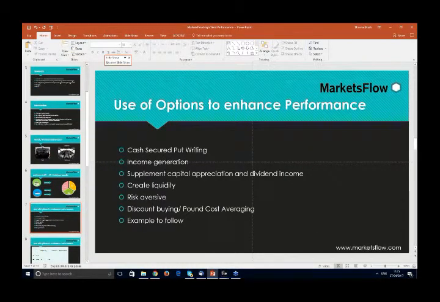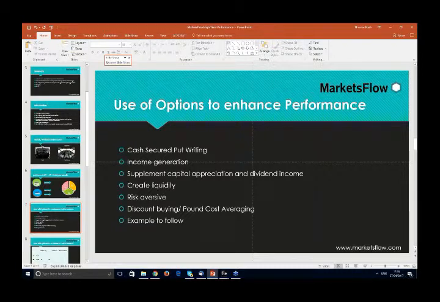So use options to enhance performance. You're doing cash secured put writing. You're generating income. You're supplementing that income, which adds liquidity to your portfolio. It's a risk aversive strategy because you've decided to write options on something you were going to buy. But more importantly, you get to keep that stock.